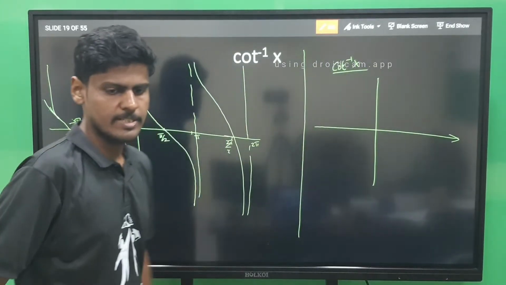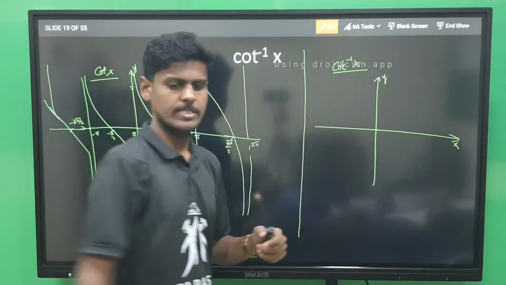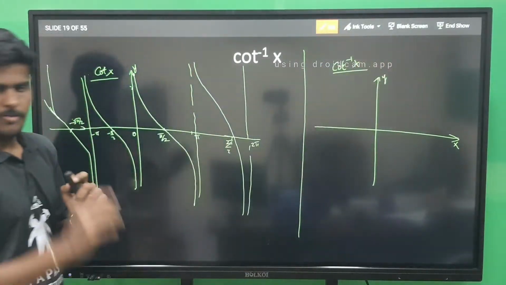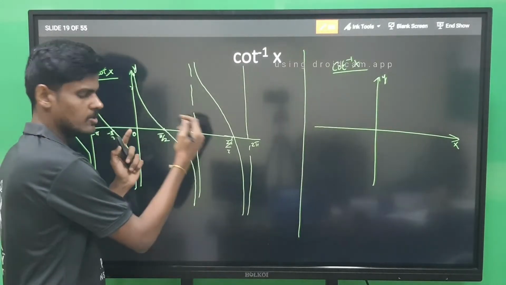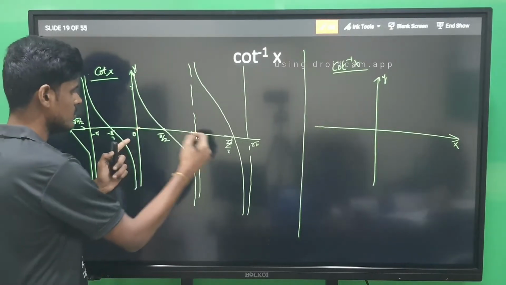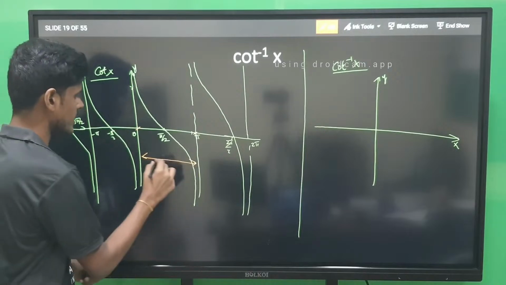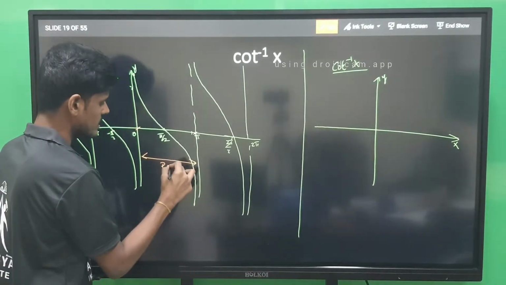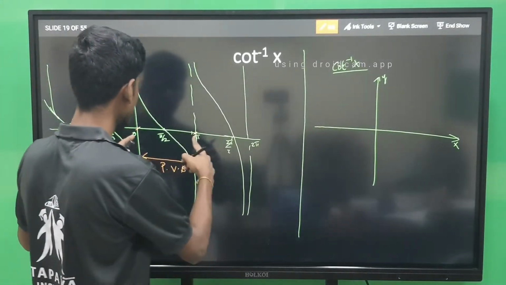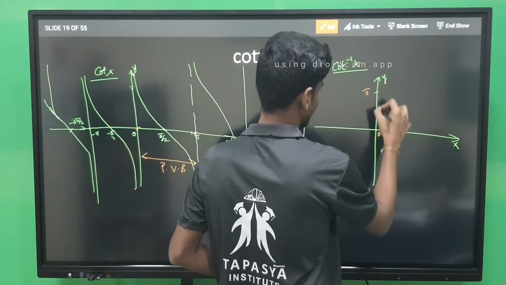What is the domain of cot inverse x? All the real numbers, the x-axis. Now what is the range of cot inverse x, students? For the range, first we have to consider the principal value branch. How do we choose the principal value? Between 0 to pi. That is, 0 is here, pi is here. So between 0 to pi we can take all the values between minus infinity to infinity. This is covered, so this is considered the principal value branch. With this principal value branch, we plot the range of cot inverse x, that is between 0 to pi.